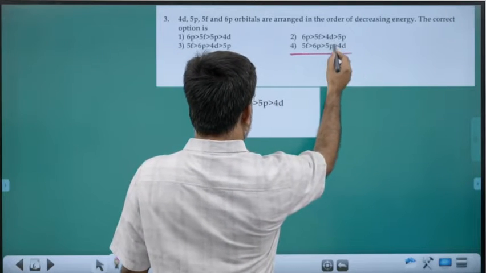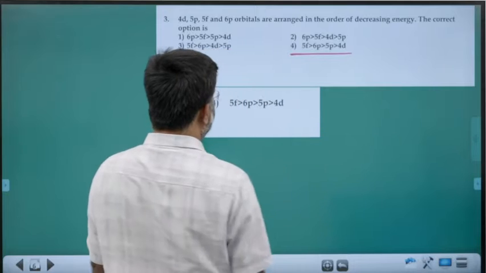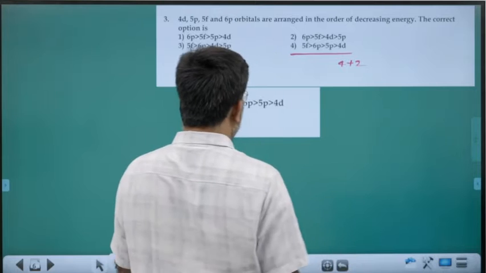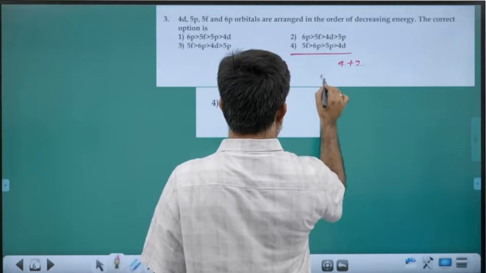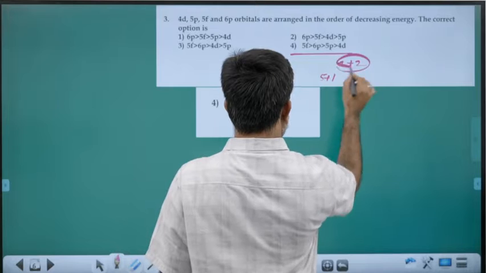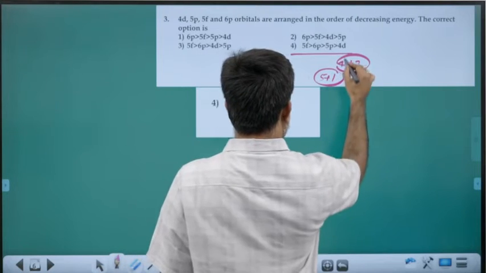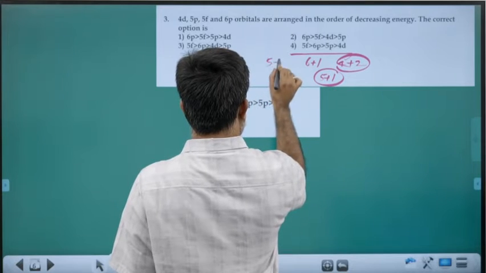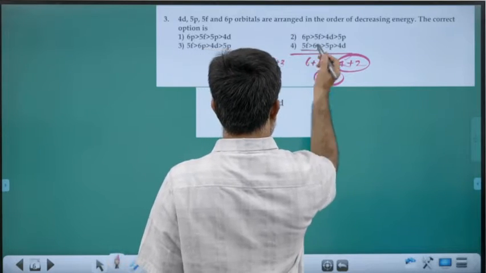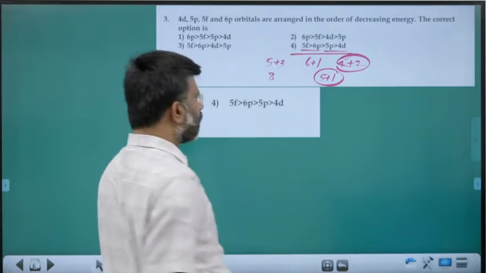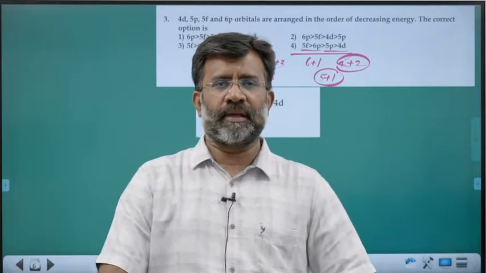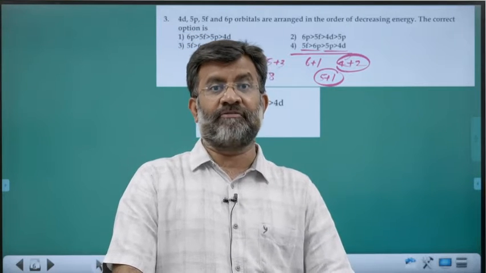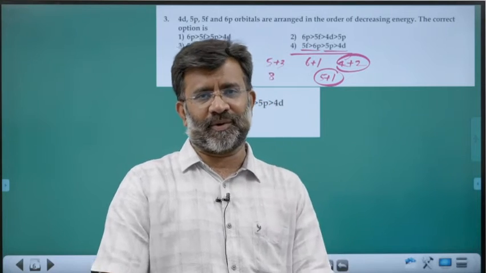The order in the fourth choice is 4d, 5p, 6p, 5f. 4d is 4 plus 2, that is 6. 5p is 5 plus 1, so this is 6, this is also 6, so this will be lower energy. 6p, 6 plus 1, is 7. 5f, 5 plus 3, is 8. So there is no confusion here: 4d is less than 5p. This is the n plus l rule, also known as the Madelung rule, Aufbau principle, n plus l rule, right?